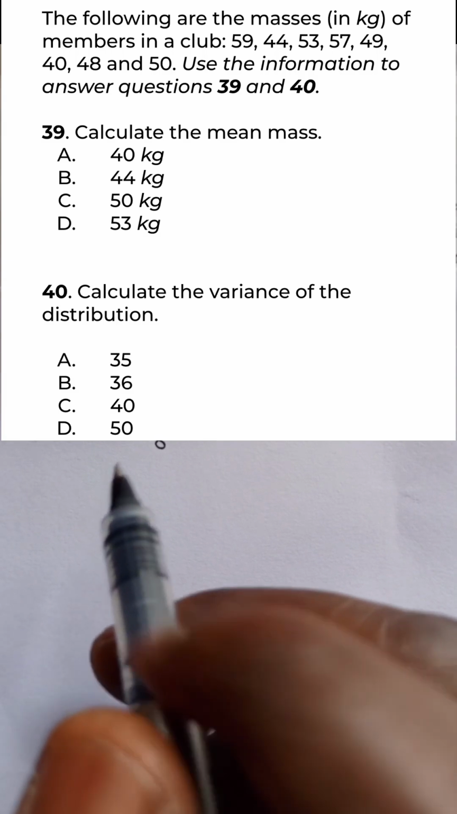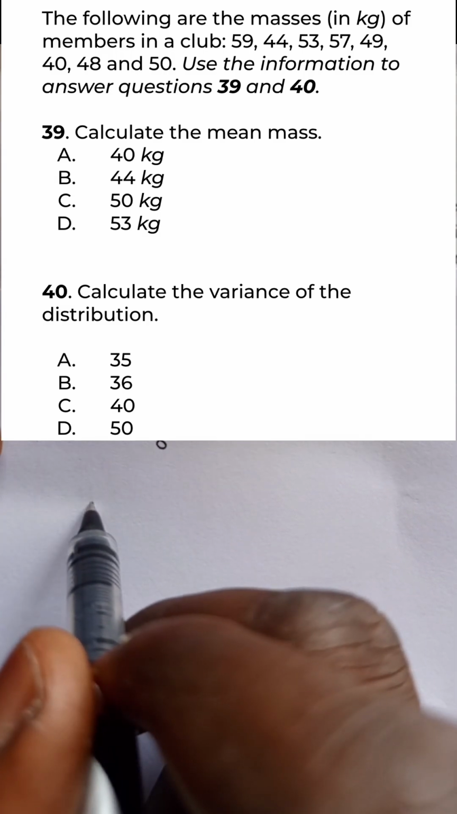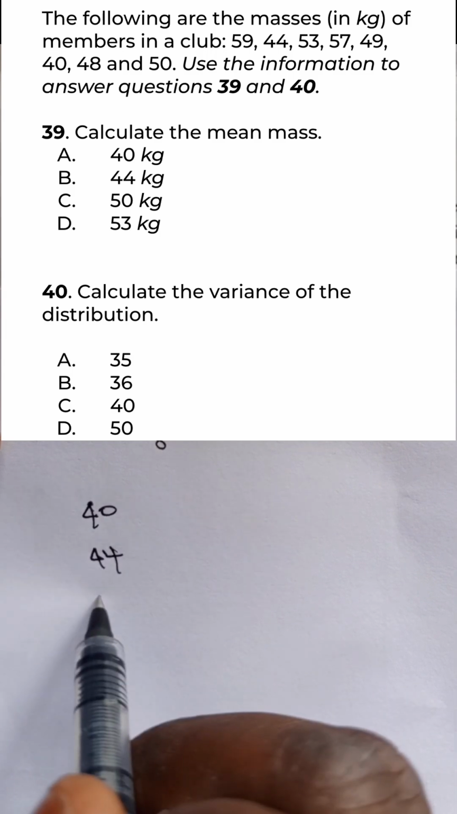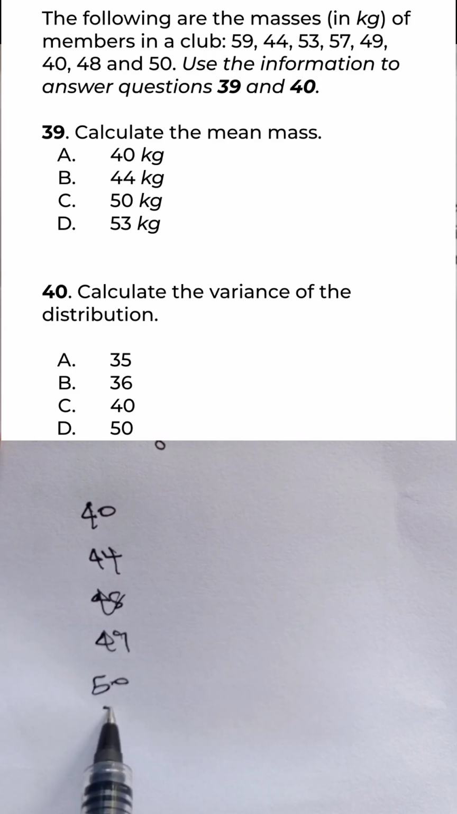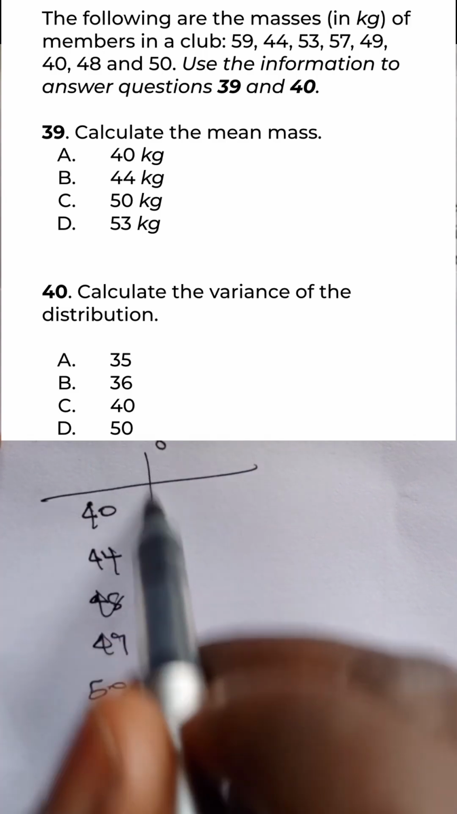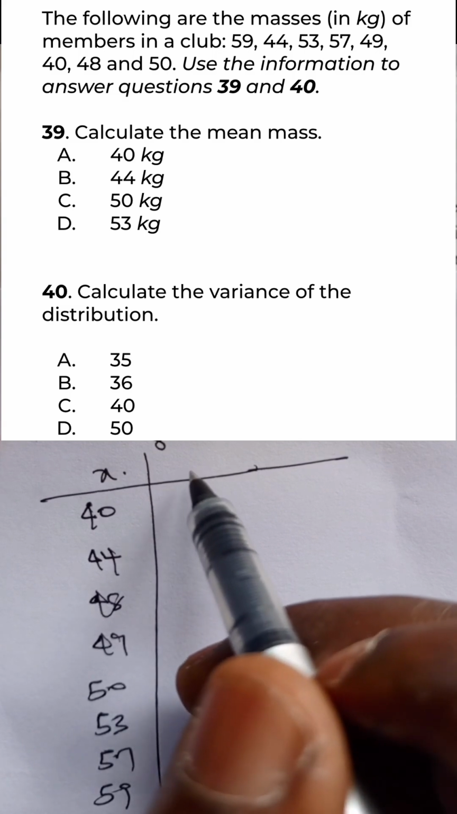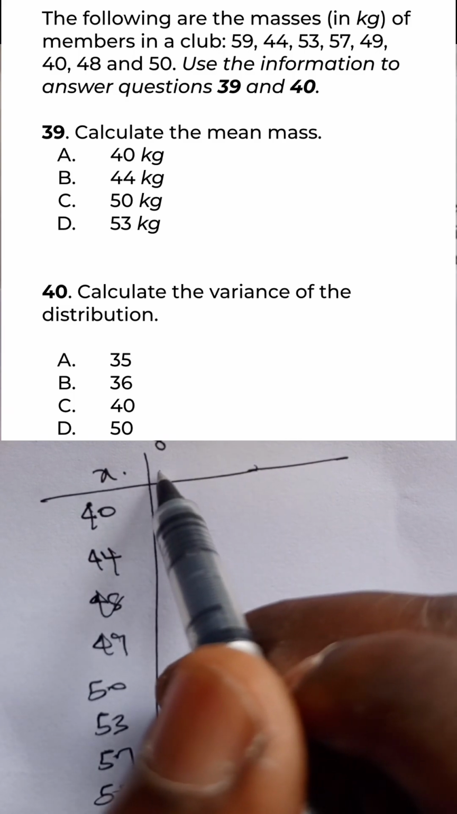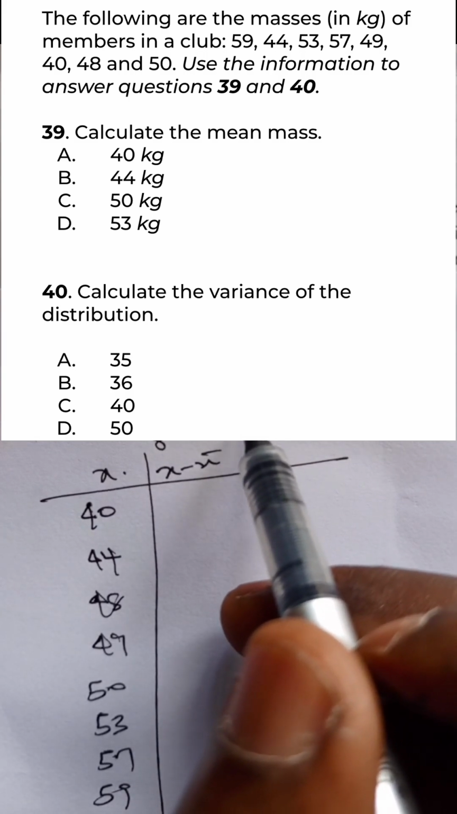Okay, for question number 40, we are to calculate the variance of the distribution. To calculate the variance, the items that we have are 40, 44, 48, 49, 50, 53, 57, and 59. These are the x that we have. Remember, to calculate the variance, we need to calculate the deviation, which is x minus x bar, where x bar is the mean that we calculated before.